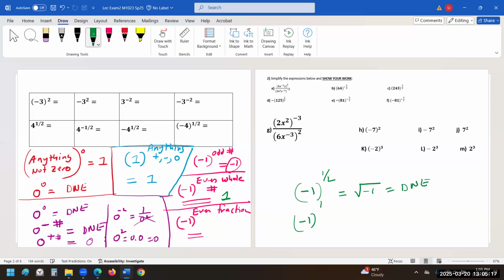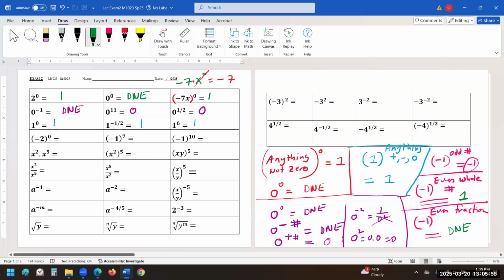Let's say here negative 1 to the 1/4 power. 1/4 means you have a 4th root. The negative 1 actually cannot have any even fraction. So anytime you have an even fraction, the answer is DNE, does not exist. Which I didn't notice before until yesterday. So I'll give you all of these examples again.